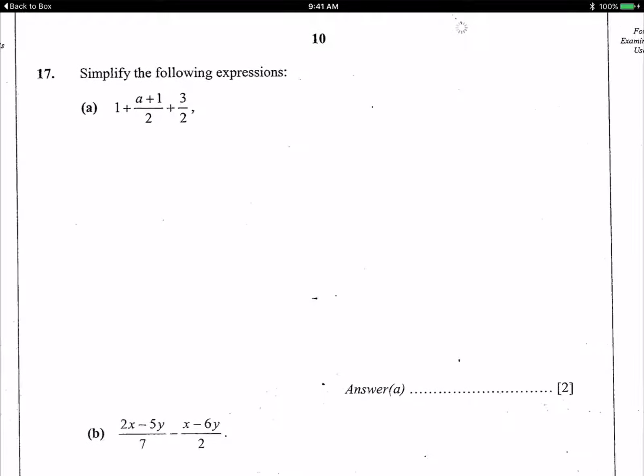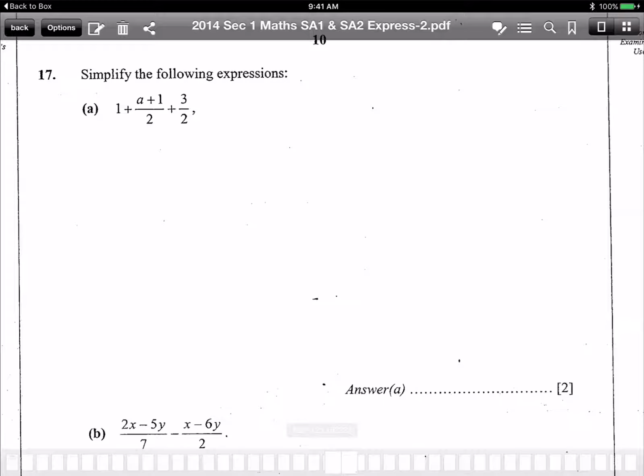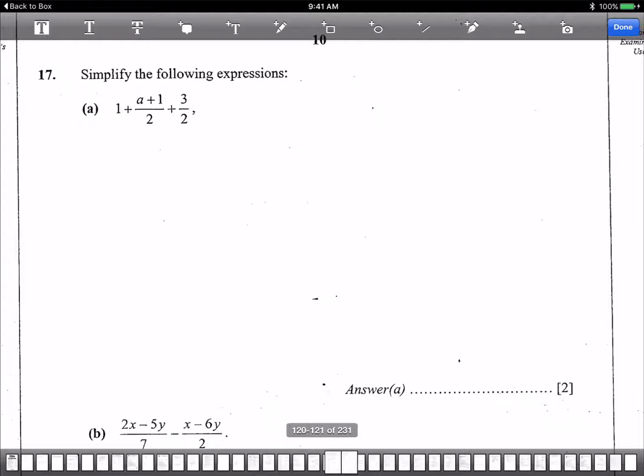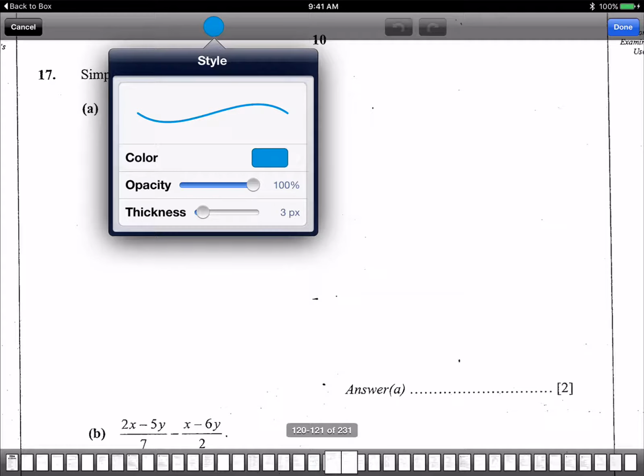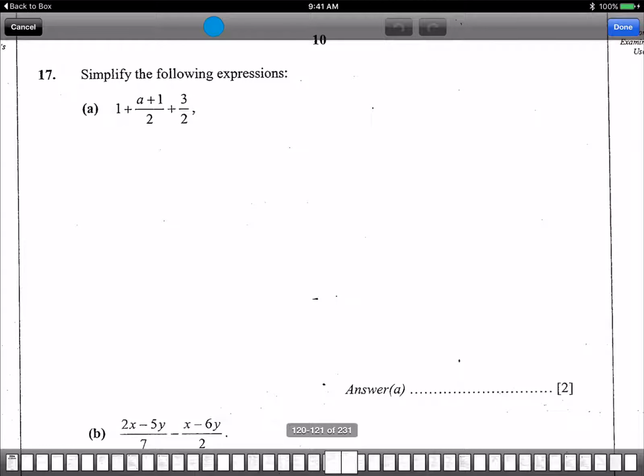Okay, simplify the following. Now I know you have not learned this yet, but let's see. Okay, so we have to combine them. Now these two are already the same denominator. So 1 whole is changed to 2 over 2 plus a plus 1 plus 3 out of 2. So we get 4a plus 6 out of 2. Okay.